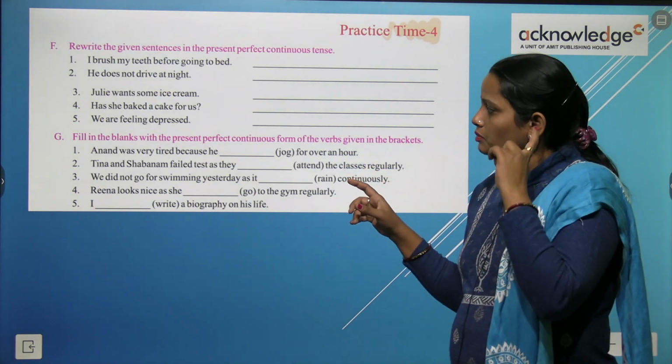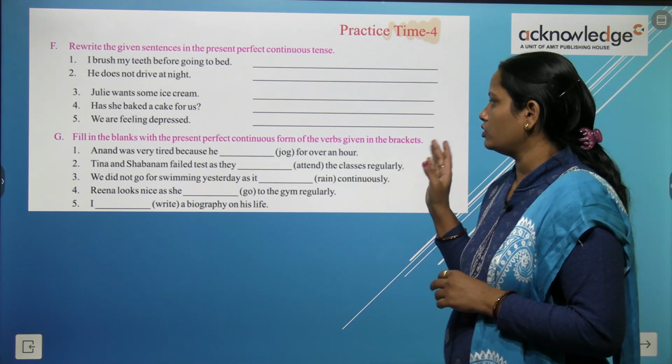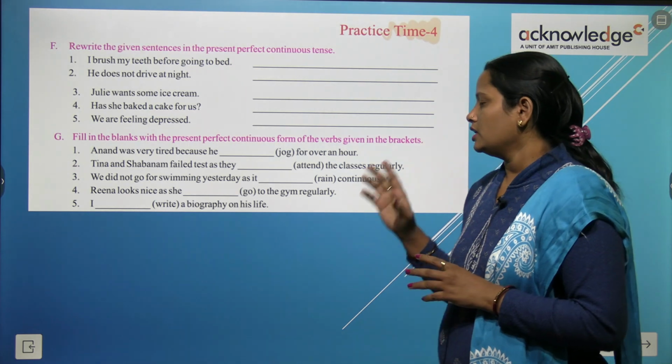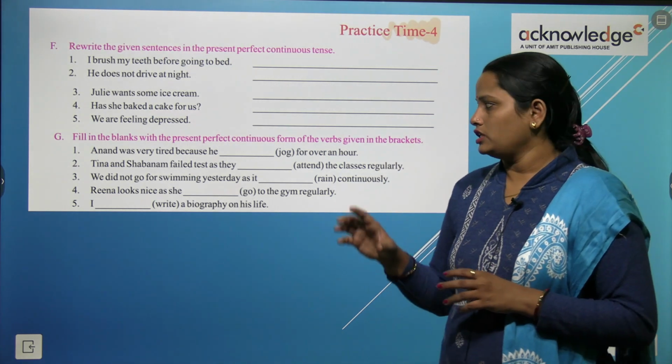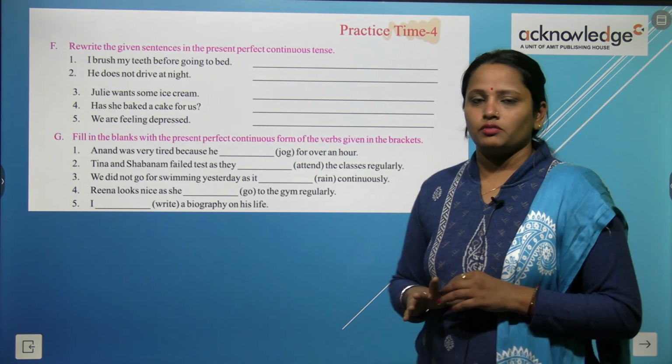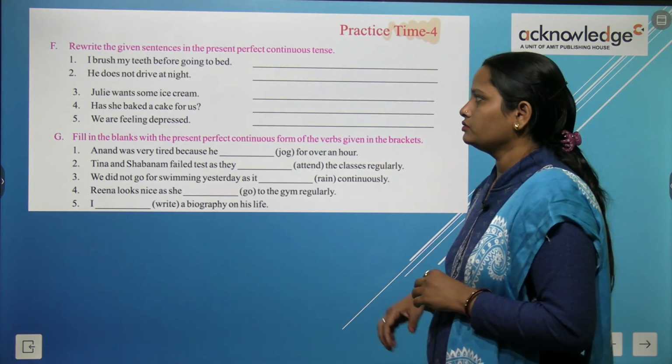Now, fill in the blanks with the present perfect continuous form of the verbs given in the bracket. Anand was very tired because he jogged for an hour. So, he has been jogging for an hour. So, like this, complete the rest of the exercise.